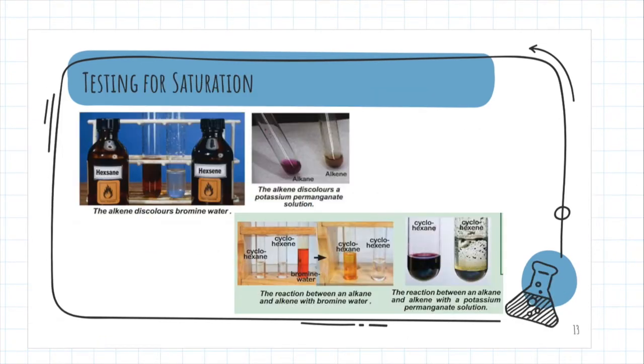Now, sometimes you may be given two samples of clear hydrocarbons, and you'll be asked to test for saturation. In other words, you'd be asked to test which one is saturated and which one is unsaturated. In order to do or perform this test, you can make use of bromine water or potassium permanganate. Bromine water has a brown color, while potassium permanganate is purple.